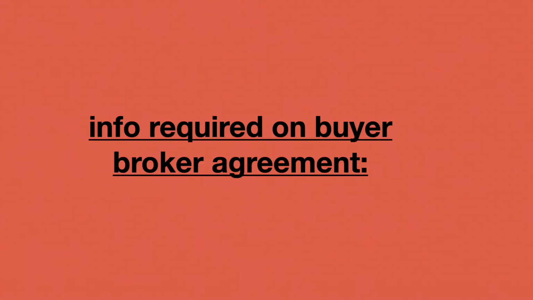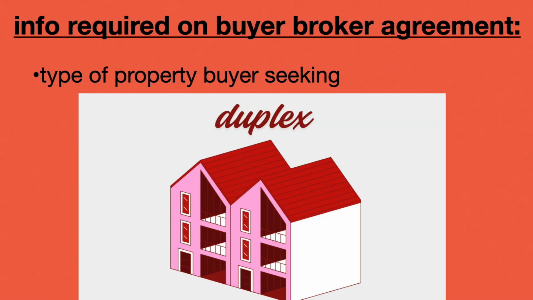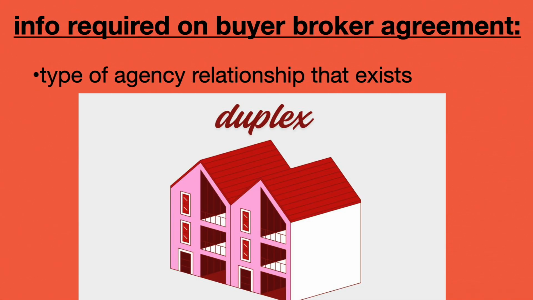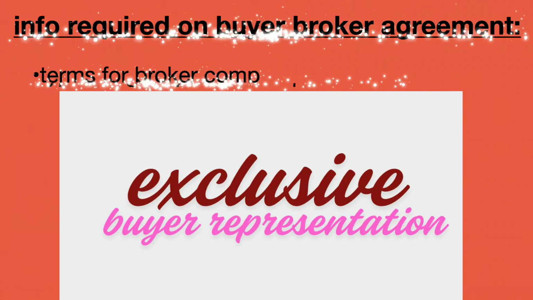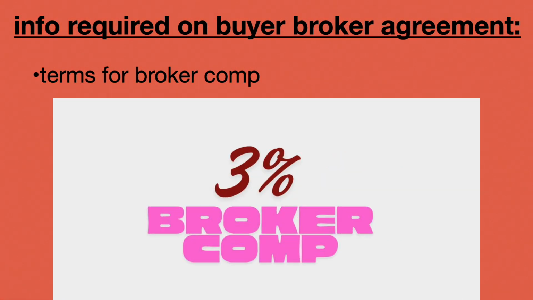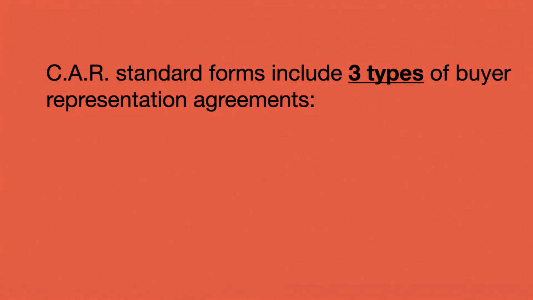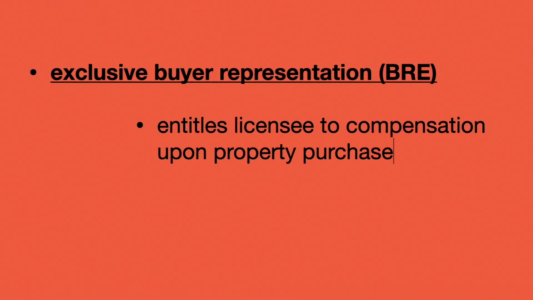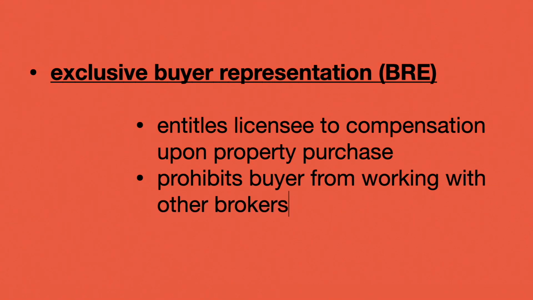Information required on the buyer representation agreement includes the type of property the buyer is seeking, the type of agency relationship that will exist, and what the terms will be for broker compensation. CAR standard forms include 3 types of buyer representation agreements. Exclusive buyer representation, BRE, which entitles the licensee to compensation when the buyer purchases a property and prohibits the buyer from establishing an agency relationship with another broker.